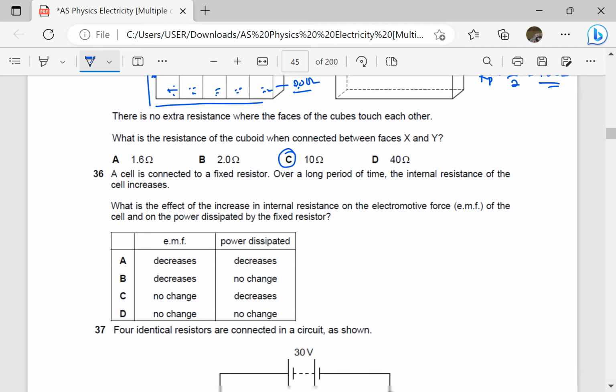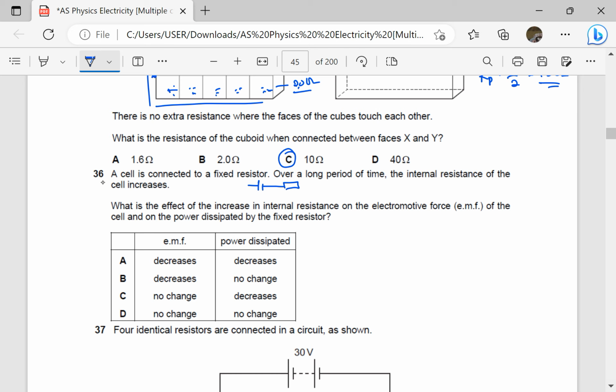A cell is connected to a fixed resistor. Over a long period of time, the internal resistance of the cell increases. What is the effect of the increase in internal resistance on the e.m.f. of the cell and on the power dissipated by the fixed resistor? So a cell is connected to a fixed resistor. So let's see what is happening here. So a cell is connected to a fixed resistor.